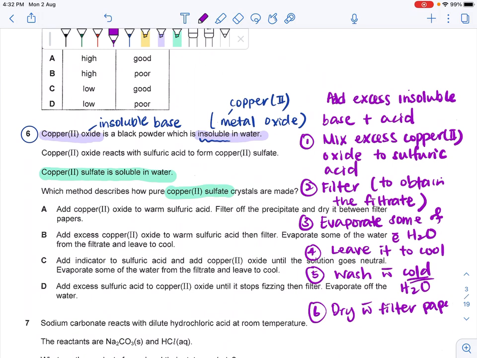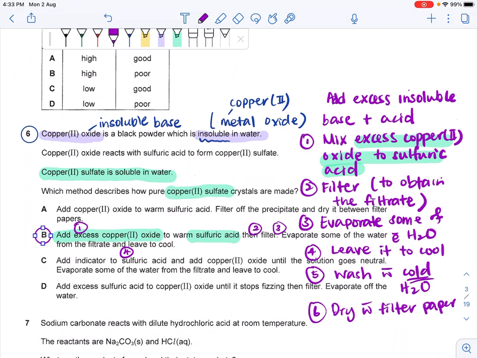If you look at all these steps that are given, only the option with excess copper 2 oxide added to acid matches the first step. Then filter is the second step, evaporate, and leave to cool. So that is why the answer is B.